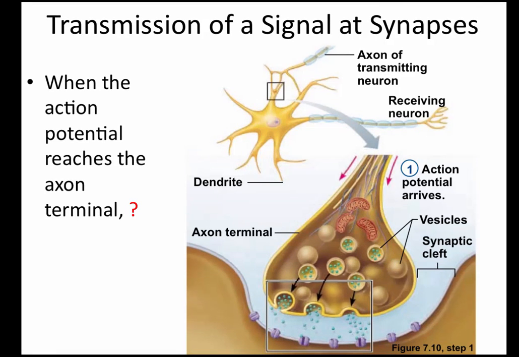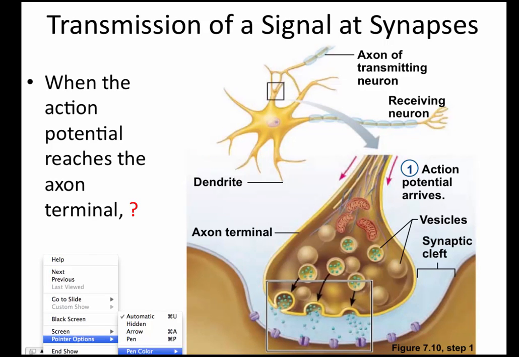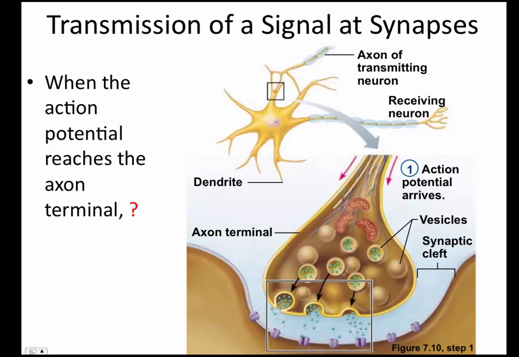Looking at the next step, what happens when we receive that action potential at an axon terminal? All of this should look familiar to you because this is stuff that we've seen already within Chapter 6. So once that action potential reaches the axon terminal, what happens? Good. Calcium is going to rush in. Blue. Calcium is going to come rushing in.